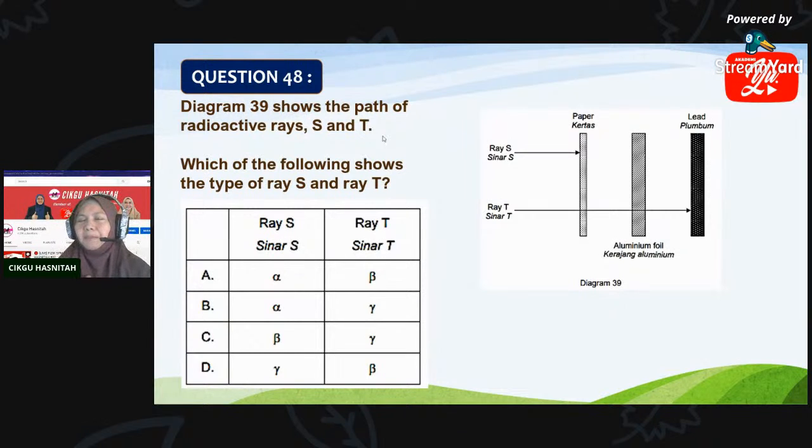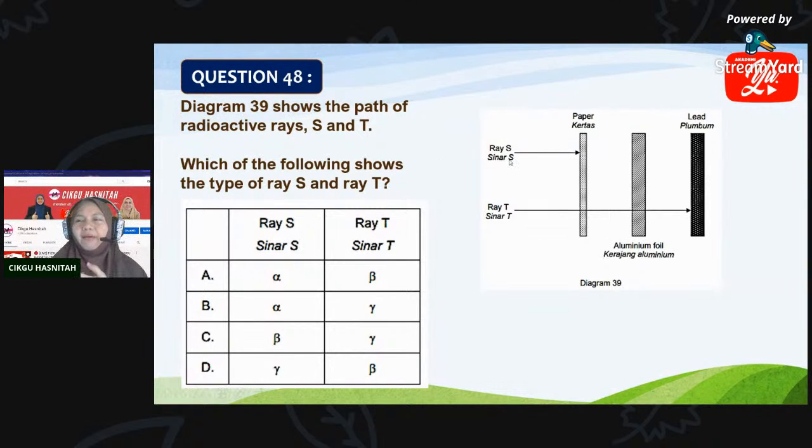This is on radioactivity. You are given diagram 39. This is quite easy. The question is quite simple. It shows a path of radioactive rays S and T, where we place a paper, aluminium foil, and lead, plumbum. Normally when you see this setting, it shows the penetrating power of the radioactive ray.